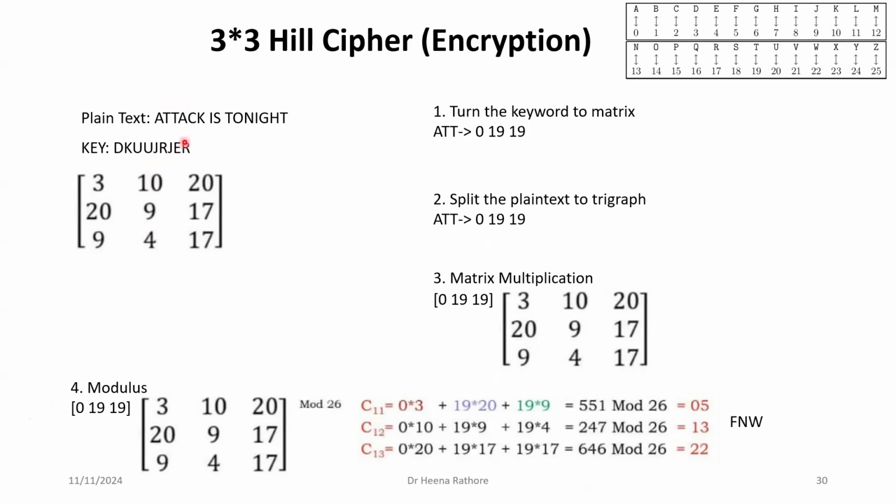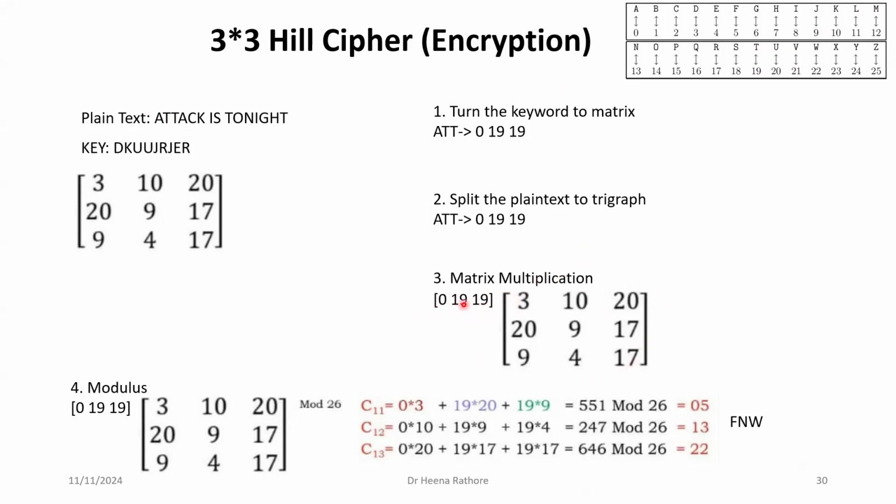3 matrix. There is this key, which is DKUUJRJER. You will write the corresponding numbers for each of these alphabets, so you will get a 3 cross 3 matrix. Your ATT would also be converted into a specific matrix, which is 0, 19, and 19, because it's the corresponding character for A, and for T, and the T. So it is 0, 19, 19, and your key.